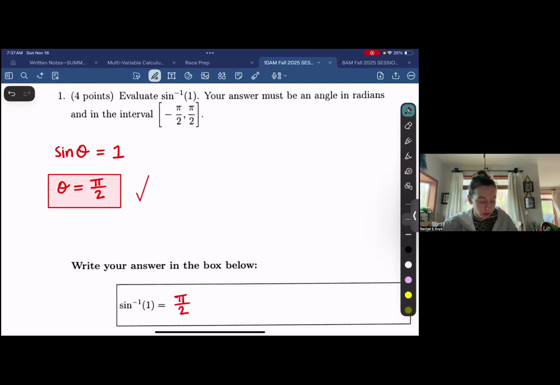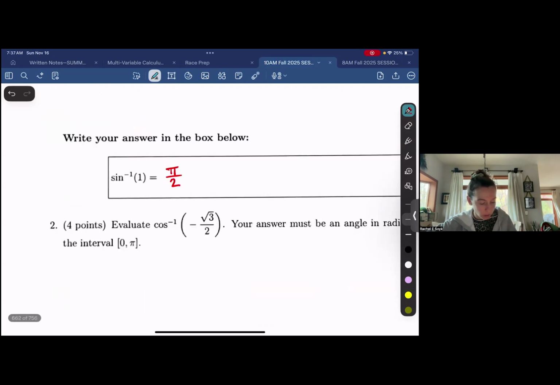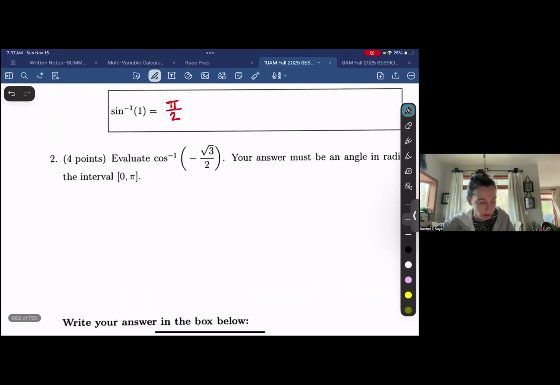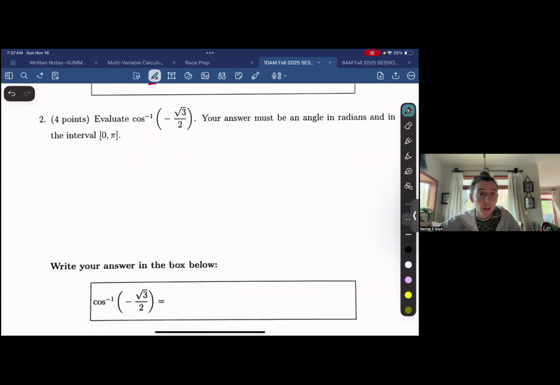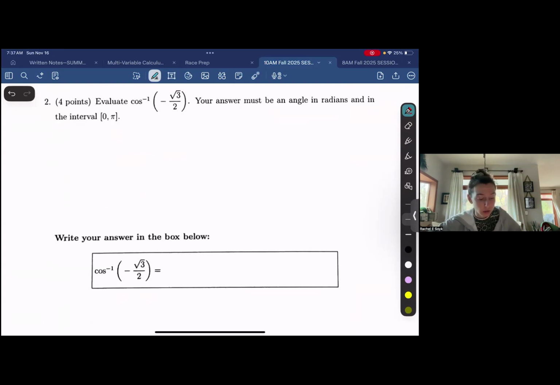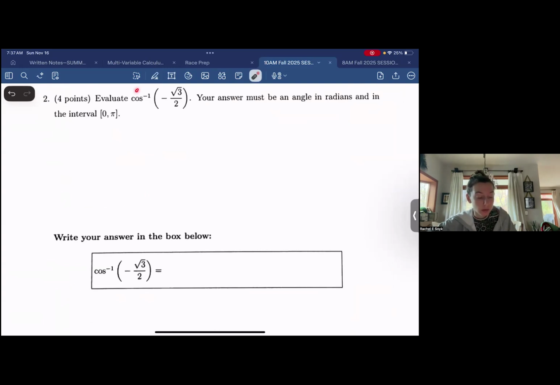Let's now move on to question 2, where we're looking at an inverse cosine evaluation problem. And we are asked to evaluate cosine inverse of negative square root of 3 over 2. Once again, our angle is in radians, and we're looking at the interval from 0 to pi. So how do we go about solving this problem?